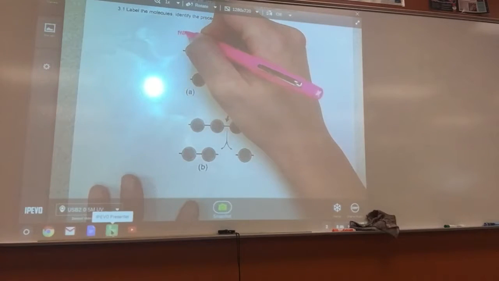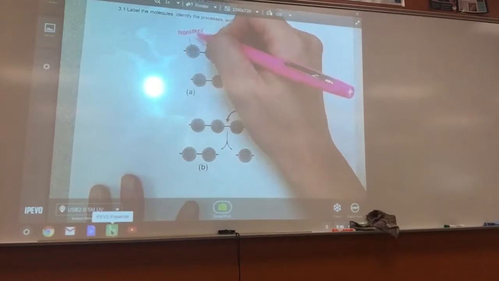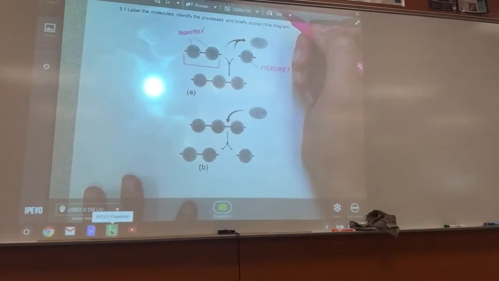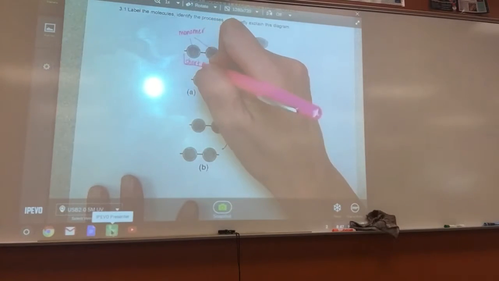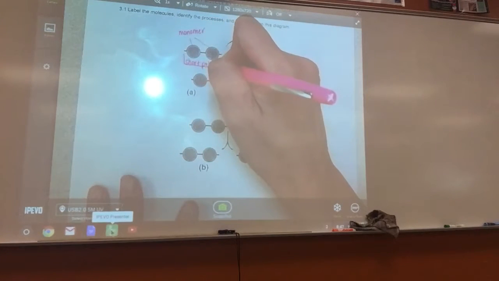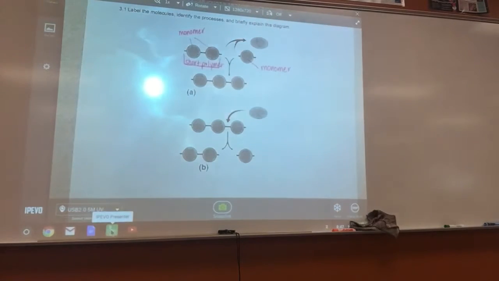So this is a chain of monomers. And when we start to hook them together, it's a very short what? Polymer. So this is a short polymer made out of two monomers. So that's the generic way to think about it. And then specifically you could apply that.